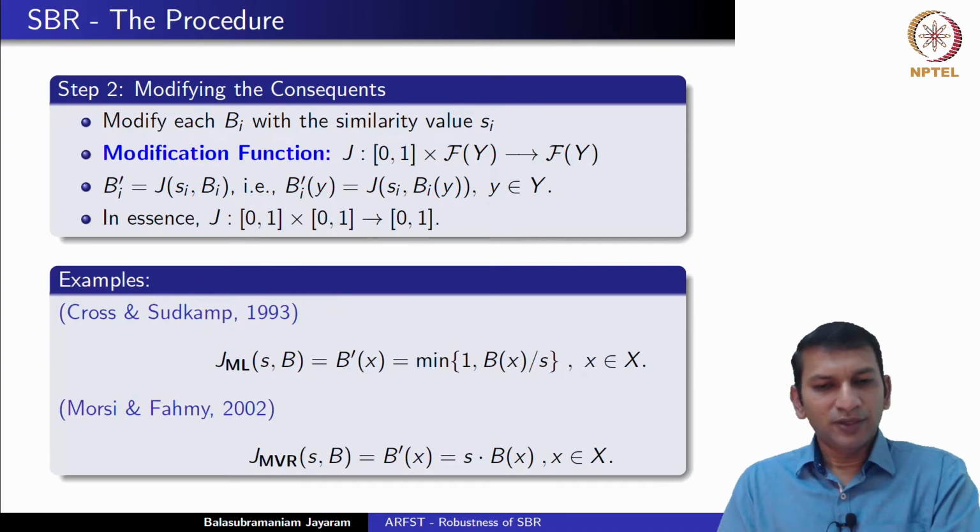We have seen a couple of modification functions. We see that JML is nothing but essentially the Gaines implication, and the second modification function is nothing but the product T-norm.